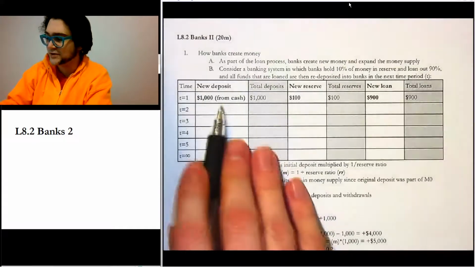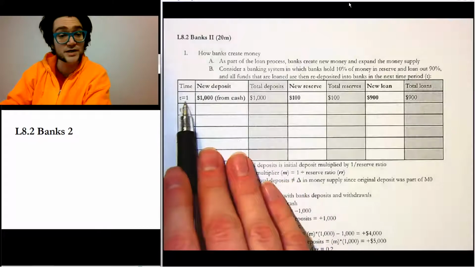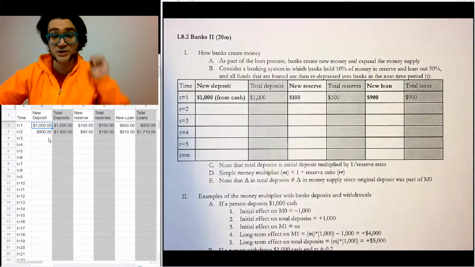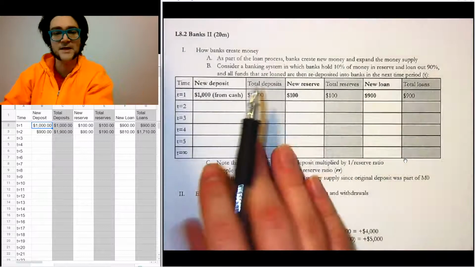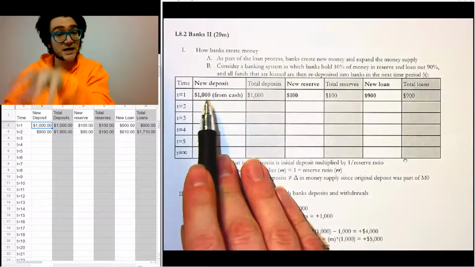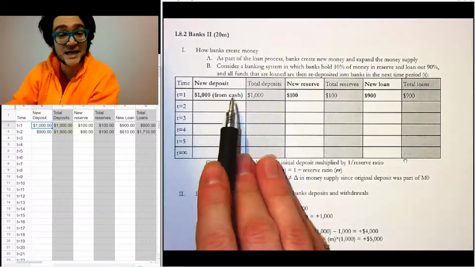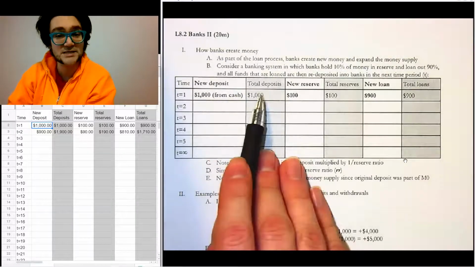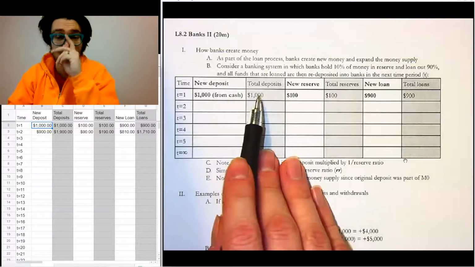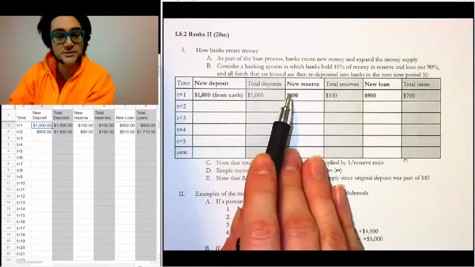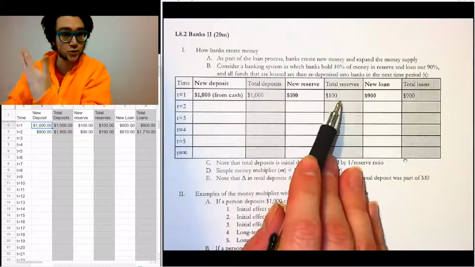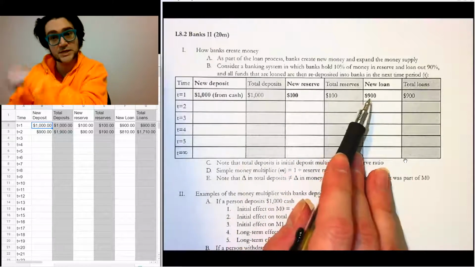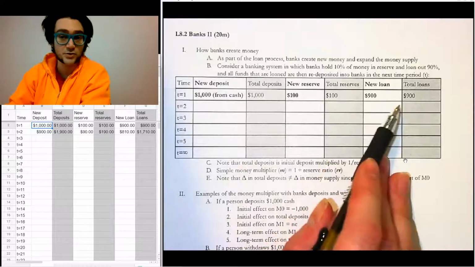So we'll start out with a situation in period 1, which I'm going to list here. And I'm going to switch it over to a spreadsheet to show you how this will work. In period 1, someone walks in and deposits $1,000 in cash, right? So that's what this table is telling us. Then there's total deposits of $1,000 because that's the only deposit in the whole system. The bank keeps $100 in reserve, so their total reserve is 100 bucks, and they give out a loan for 900, which is the 90% that they can lend out, and so the total amount is 900.